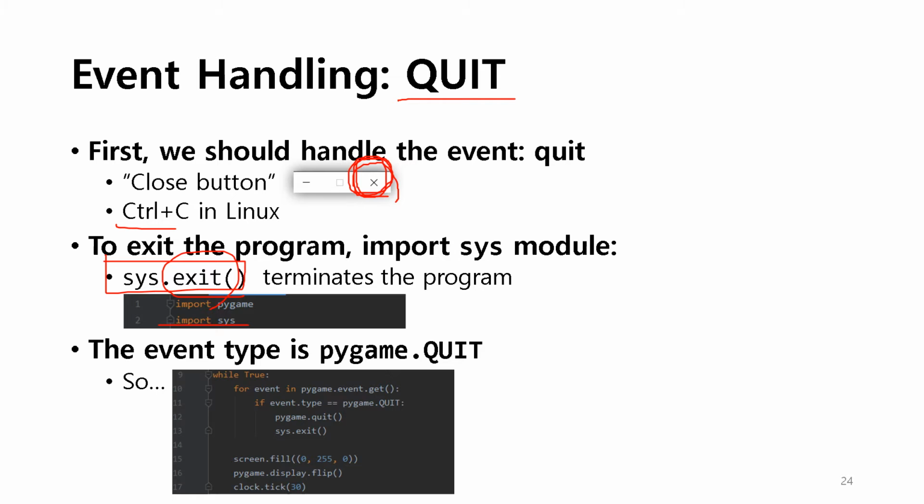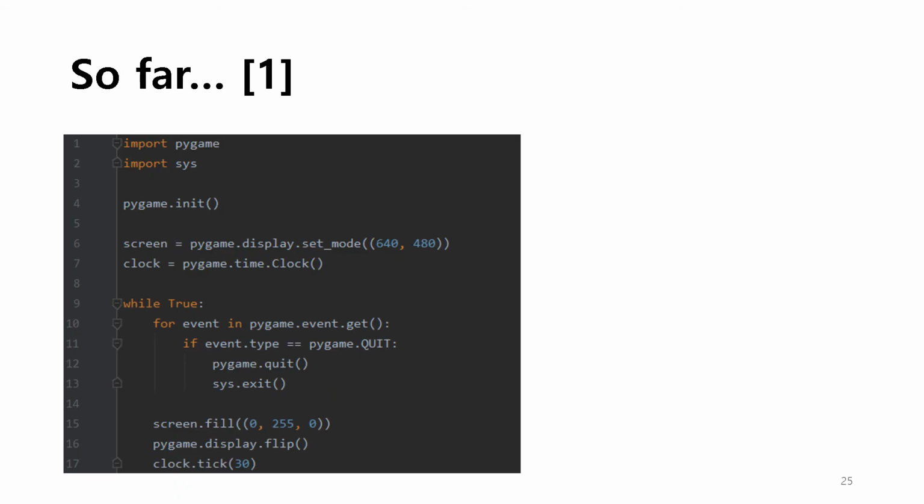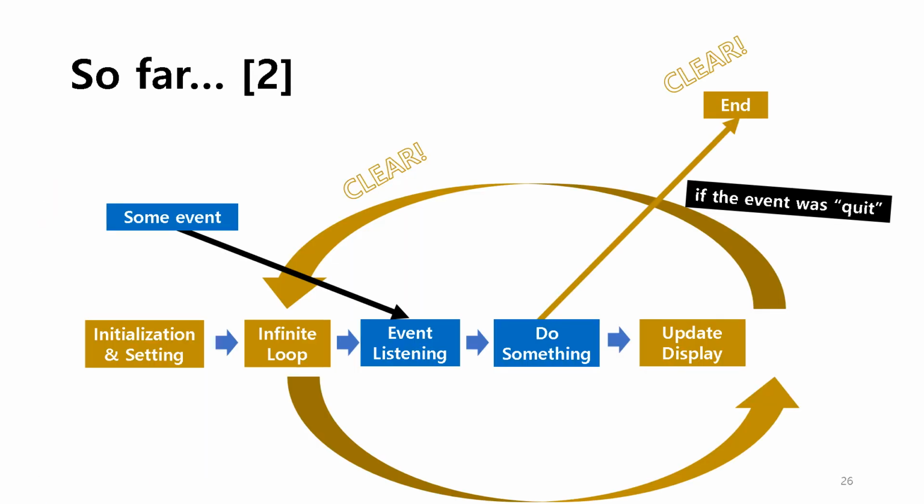Anyway, the event we are interested in has type Pygame QUIT. It is defined like this. So just check this by using an if statement and then call the Pygame quit function and the sys exit function. That's all. So then we implemented this so far. Okay, almost done.